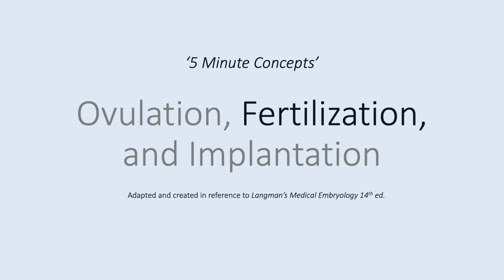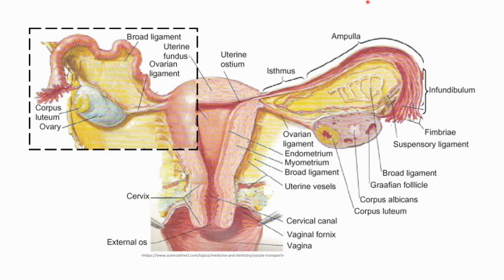This is part 2 in our 3-part series on ovulation, fertilization, and implantation. As the body approaches ovulation, the fallopian tube secretory epithelial cells become ciliated, and the suspensory ligament, shown here on the right, increases activity and lengthens as directed by hormonal signaling.